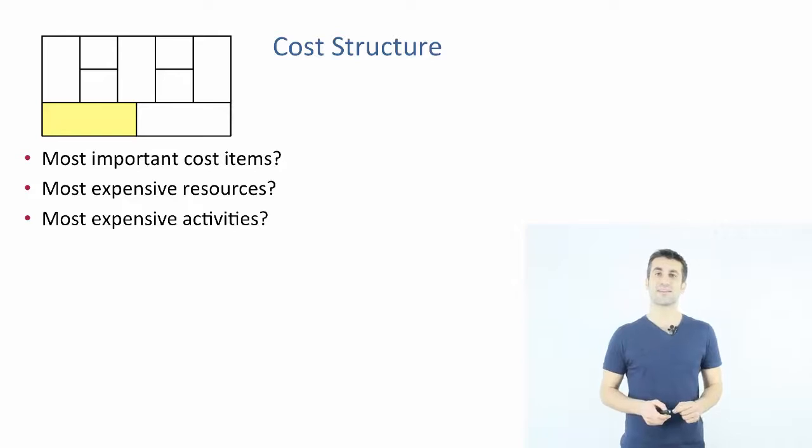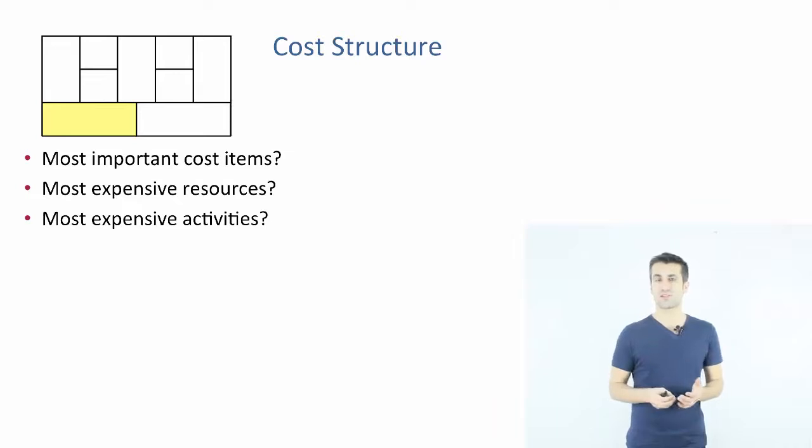And finally, the final building block here is the cost structure. Here you need to decide on the cost items. What are the most important cost items? Which resources are most expensive? Which activities are most expensive? And also you need to look at how you can change your cost structure. Should you change it from fixed cost to variable cost or vice versa? Can you create an efficient cost structure with scope economy or scale economy?